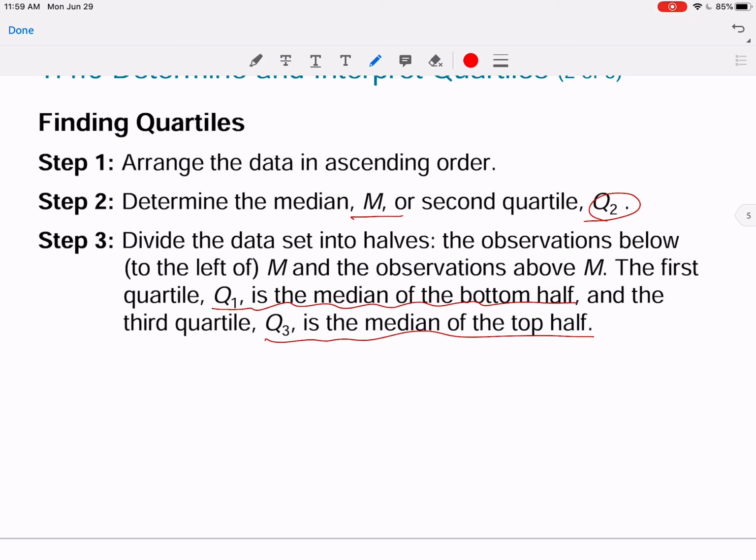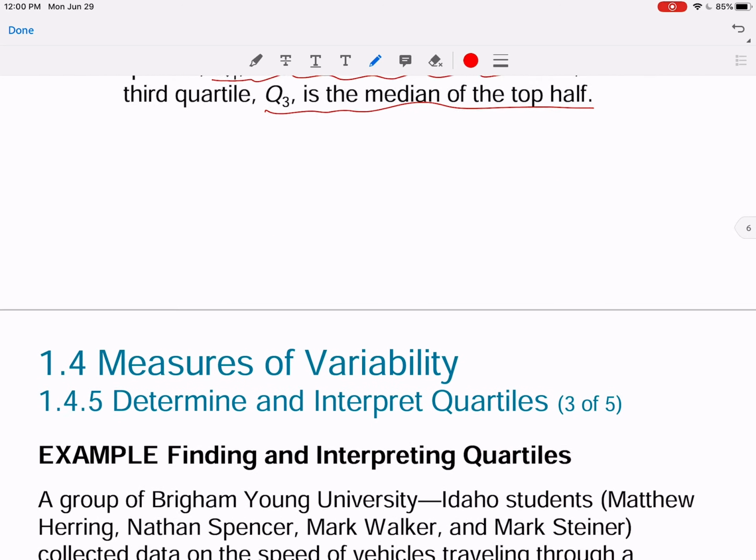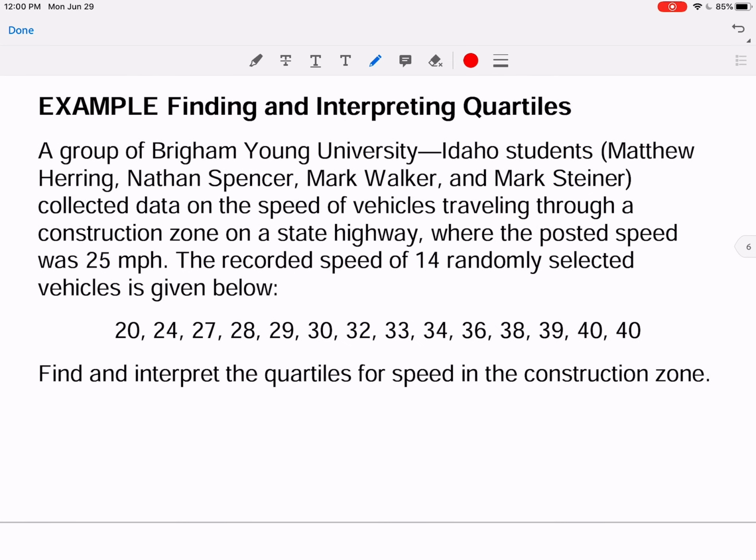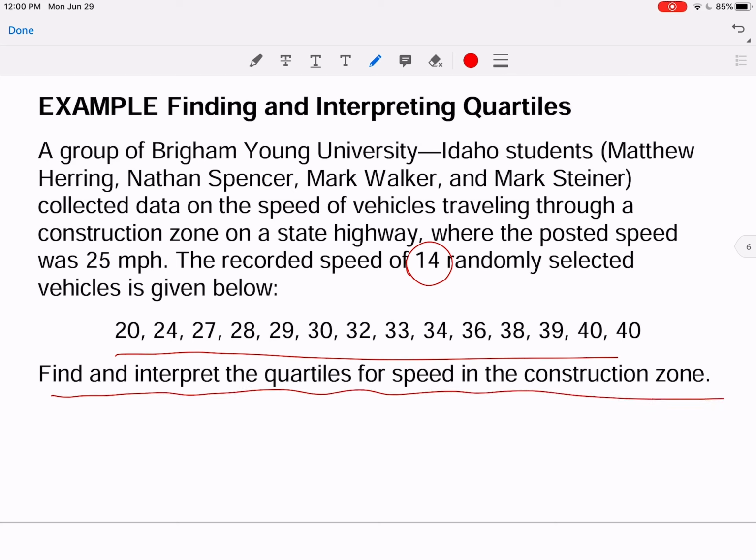And then the median of the first half, or the bottom 50%, would be Q1, and the median of the top 50% would be Q3. Now, based on the steps we just went over, let's take a look at the example here about how to find and interpret quartiles. In this example, there are 14 numbers in total, and all of them are given down here.